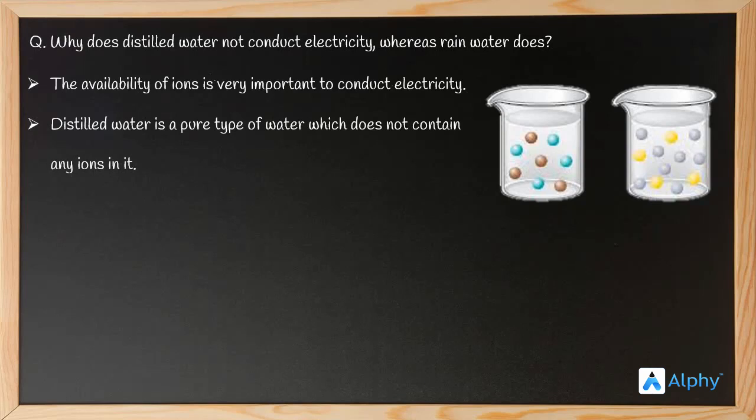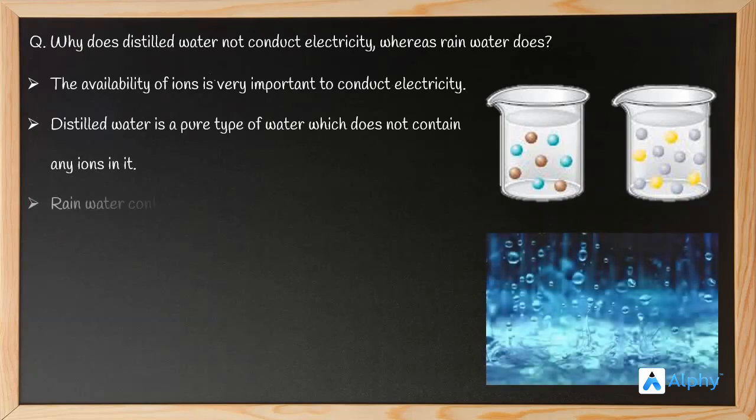Now, this distilled water, because it is pure, does not contain any ions within it. So because it does not contain any ions, it does not conduct electricity. So now I hope the first part of the question is quite clear. Distilled water does not conduct electricity because it does not have any ions within it, right? Next, rainwater contains dissolved gases such as CO2 and SO2, etc.